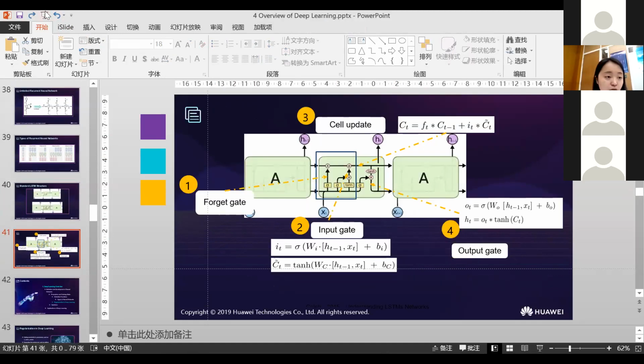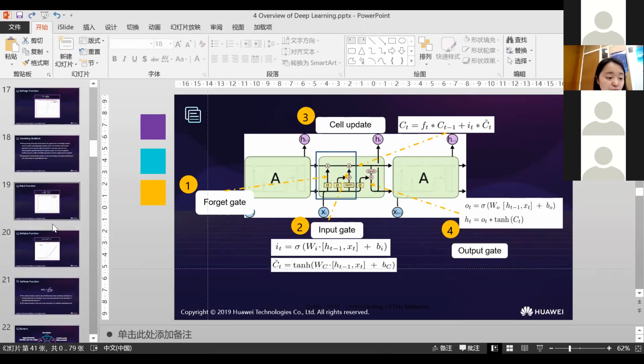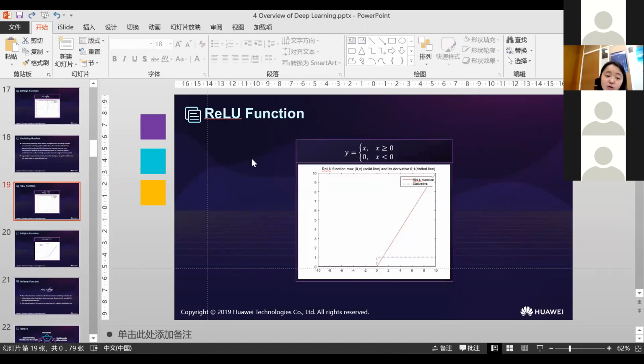Oh, sorry. Where are you? So for the ReLU function, usually in computer vision tasks, for computer vision models, we will use... I have a question.